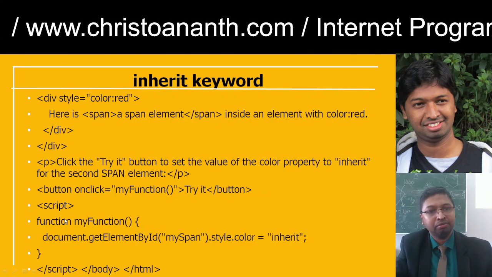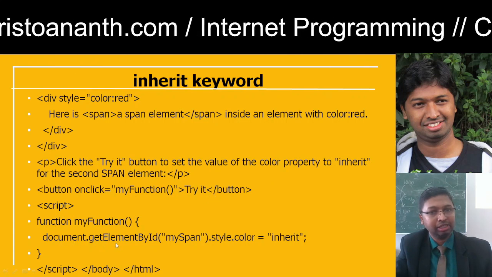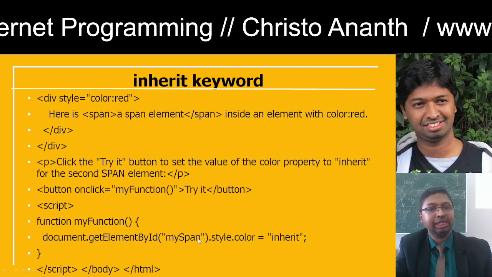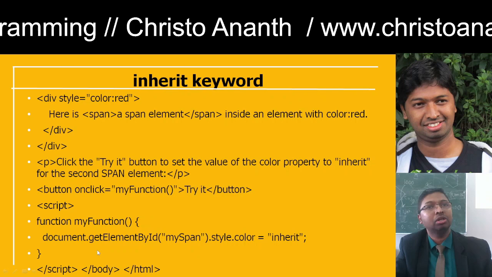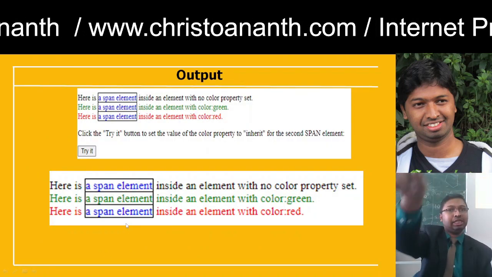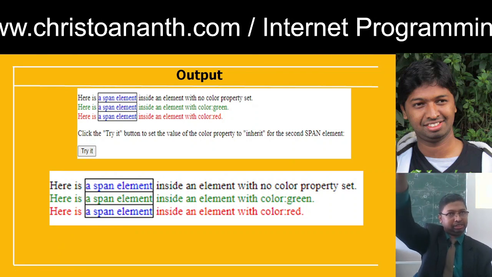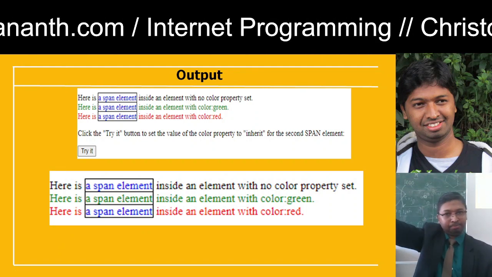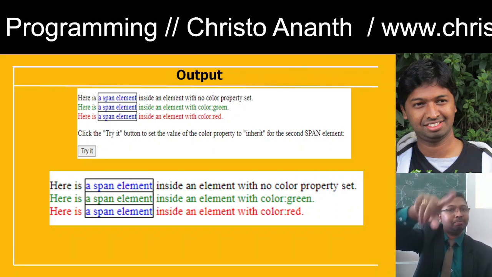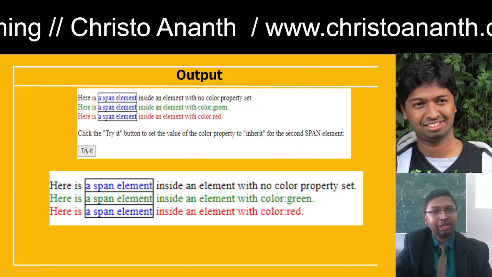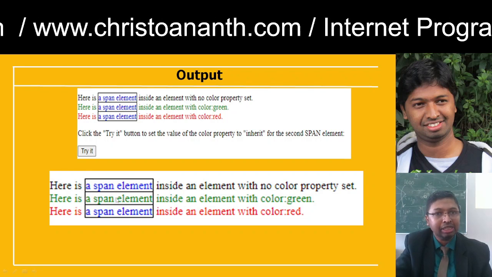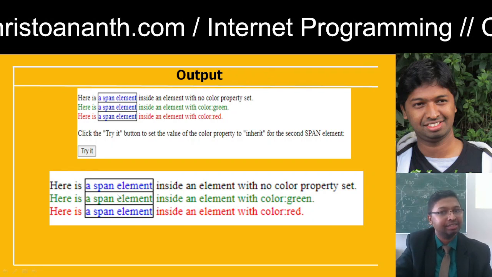Then you'll have script function myFunction: document.getElementById("mySpan").style.color = "inherit". Close the script, close the body, and then close the HTML. If you can see, initially it was everything black, green, red. The box was in black color. For example, if we click on this Try it button, immediately this will become green in color.